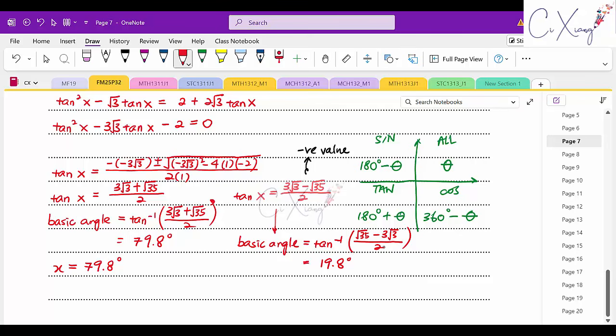Okay. Then after that, if I want to get the answer for the equation with tangent negative, which quadrant will give you tangent negative? So in the first quadrant, is it tangent negative? No, right? So I don't accept the answer from this part. I go to the second quadrant. In this quadrant, is it tangent negative? Yes, right? So I want to accept the answer from here. So how to get the answer for second quadrant? You take 180 minus the basic angle. So you take 180 minus 19.8 for this equation. So I'm having 160.2.